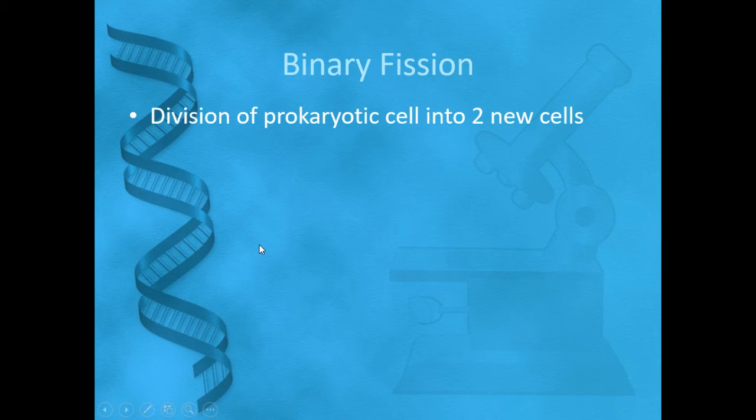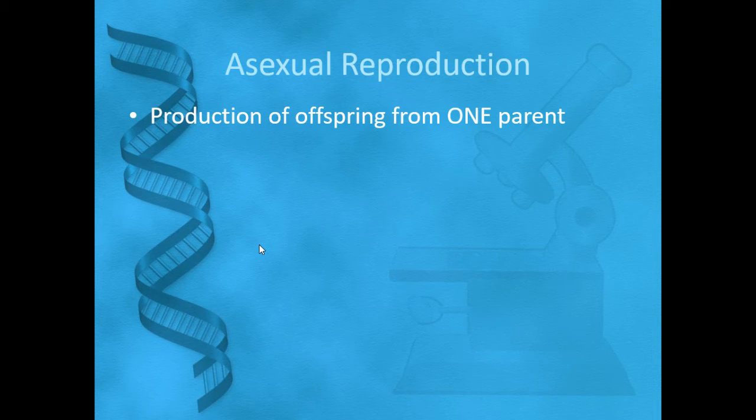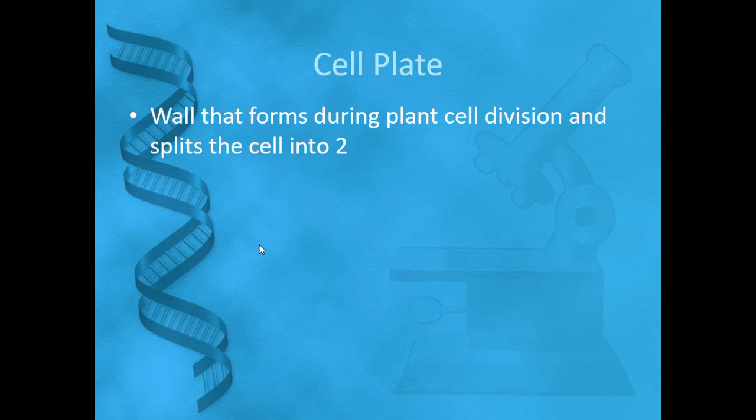Binary fission is the division of prokaryotic cells into 2 new cells. Mitosis is the division of eukaryotic cells into 2 new cells. Asexual reproduction is the production of one offspring from one parent. A cell plate is a wall that forms during plant cell division, and it'll split the cell into 2.